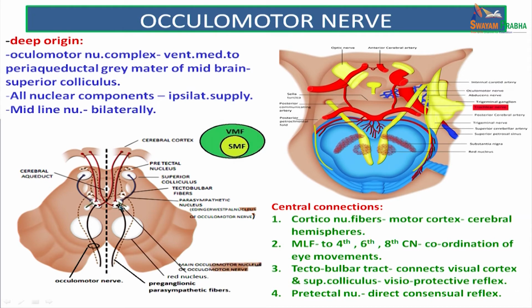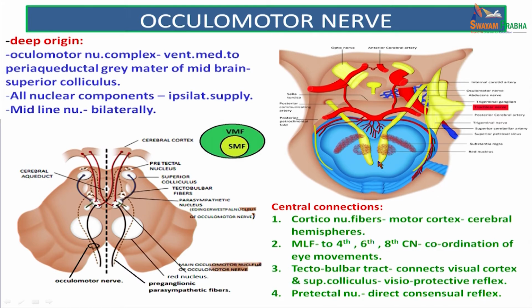the oculomotor nuclear complex, and it has connections from the medial longitudinal fasciculus, which in turn connects with the 4th, 6th, and 8th cranial nerves for the coordination of movements of the eyeball. It also has connections from the tectobulbar tract, which connects the visual cortex and the superior colliculus, which is responsible for visuoprotective reflex. And it also has connections from the pretectal nucleus, which is concerned with the direct and consensual reflex.